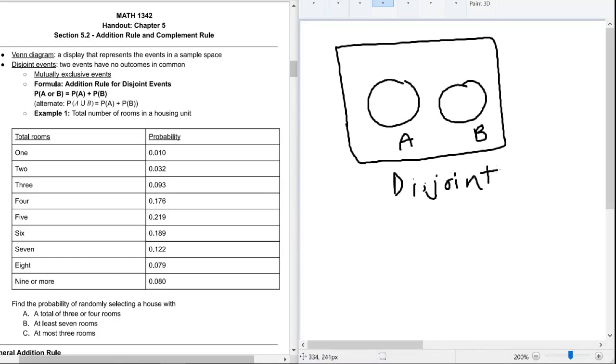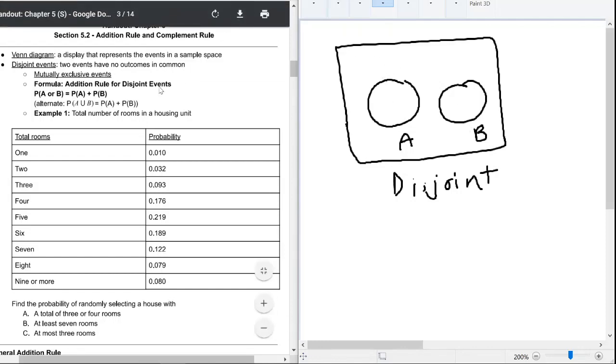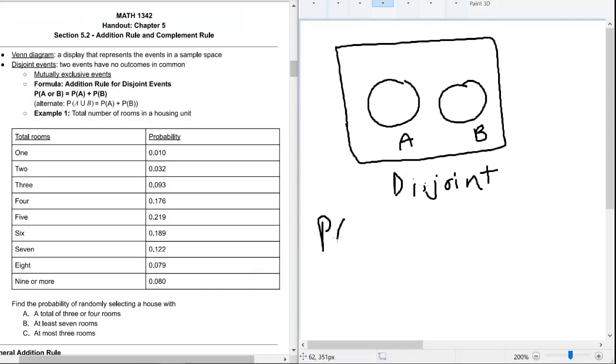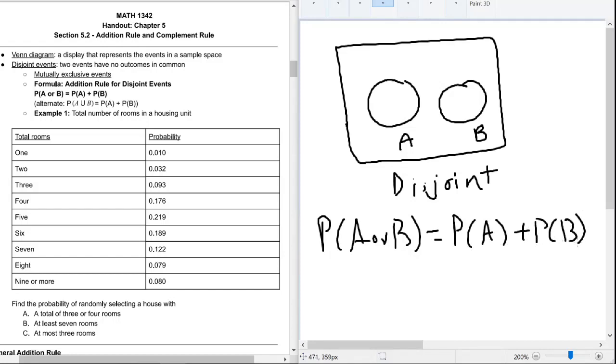And whenever we have disjoint events, there's a keyword associated with the addition rule, and we have a formula. The probability of A or B is equal to the individual probabilities added together. This we use if A and B are disjoint or mutually exclusive, okay?